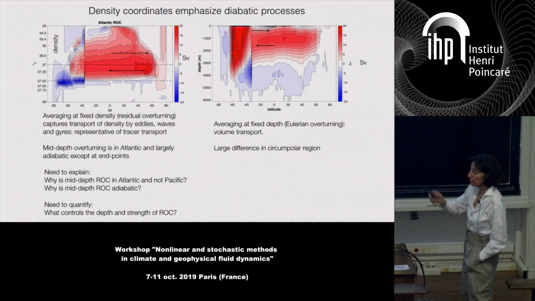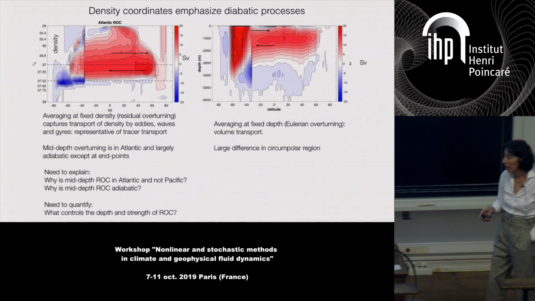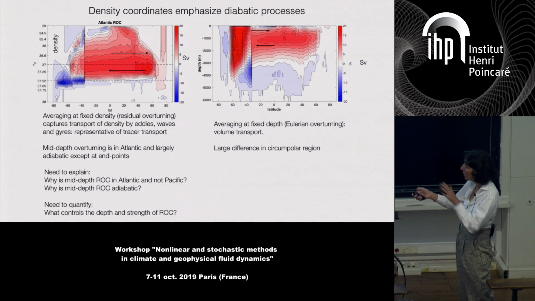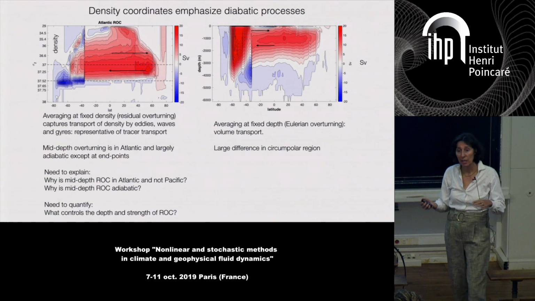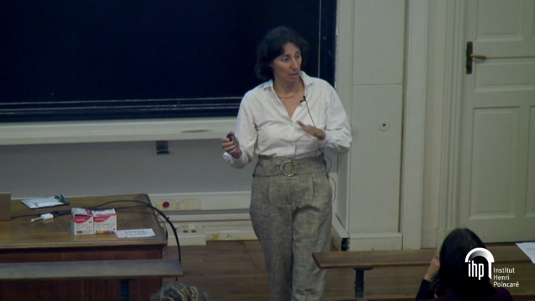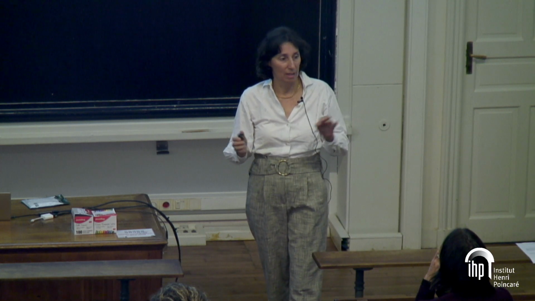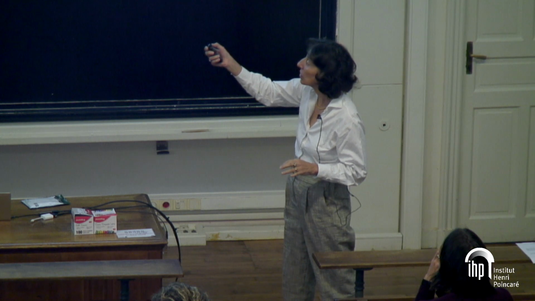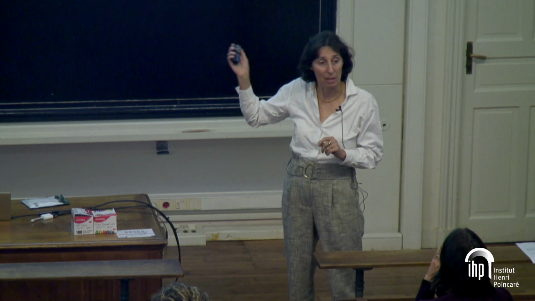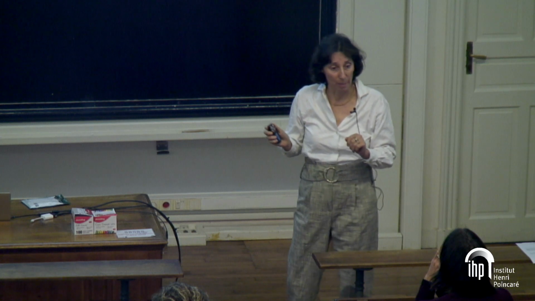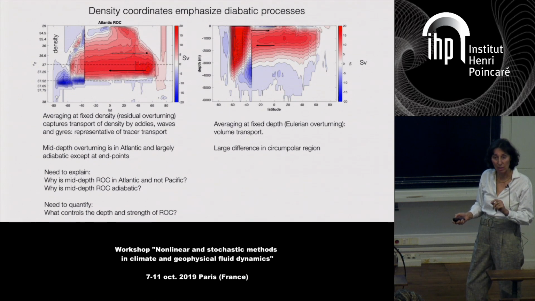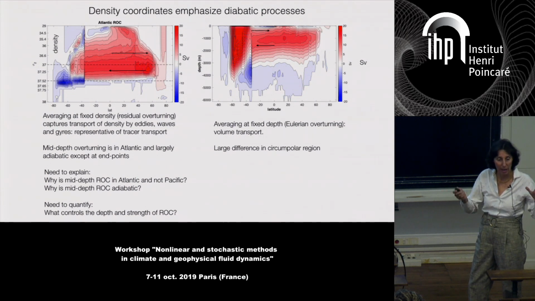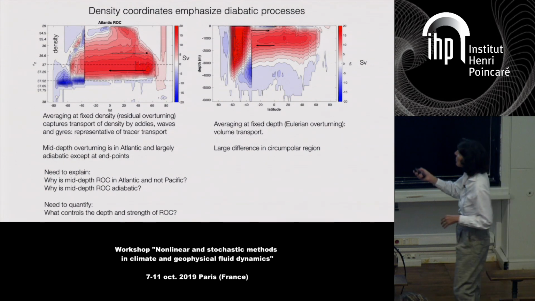Let me just say first, in case I don't get to the end, that what controls the strength and depth of the meridional overturning circulation is the wind stress in the circumpolar region, in the Southern Ocean, around Antarctica. That is the engine that drives this circulation all the way to the northern end of the northern hemisphere. So it's all coming from the Southern Ocean, and that is essentially what controls the strength, what drives, in the sense of energetically powers, the circulation.